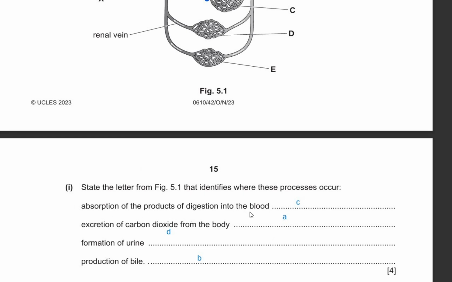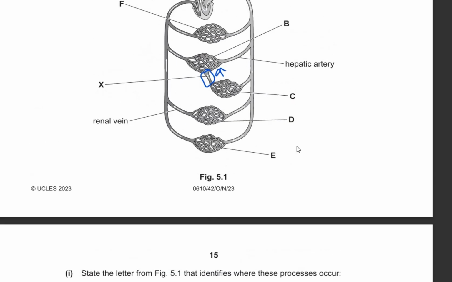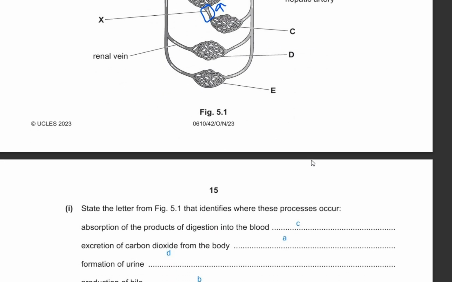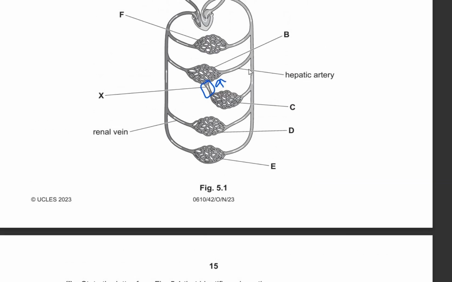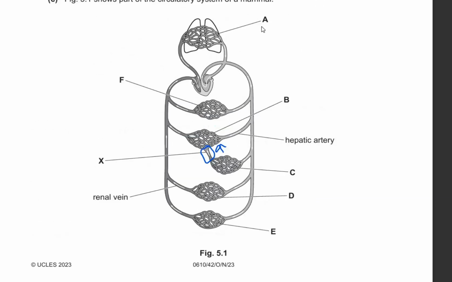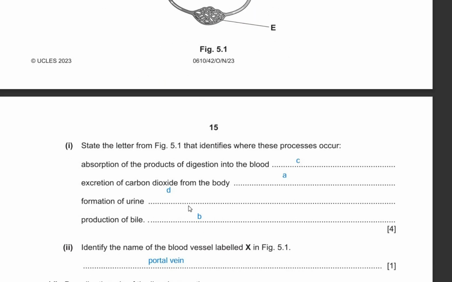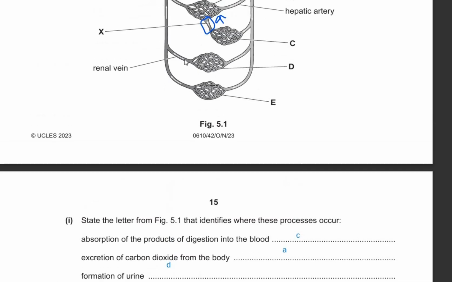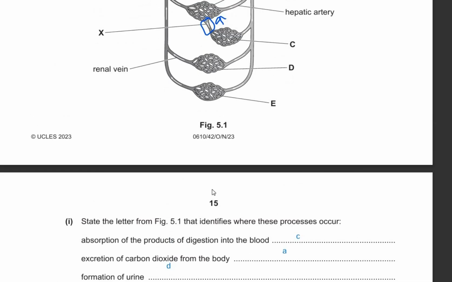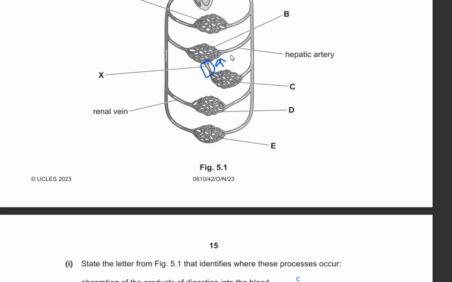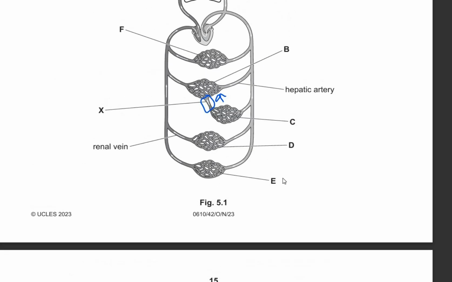Absorption of the products of digestion into the blood occurs in the gut. So this is C, which represents the intestines, right? Excretion of carbon dioxide from the body is the job of the lungs. We all know that the lungs are present over here in A. The next part is formation of urine, which is done by the renal system, the kidney and the renal vein, so D is responsible for that. Production of bile is done by the liver. So the liver is B.